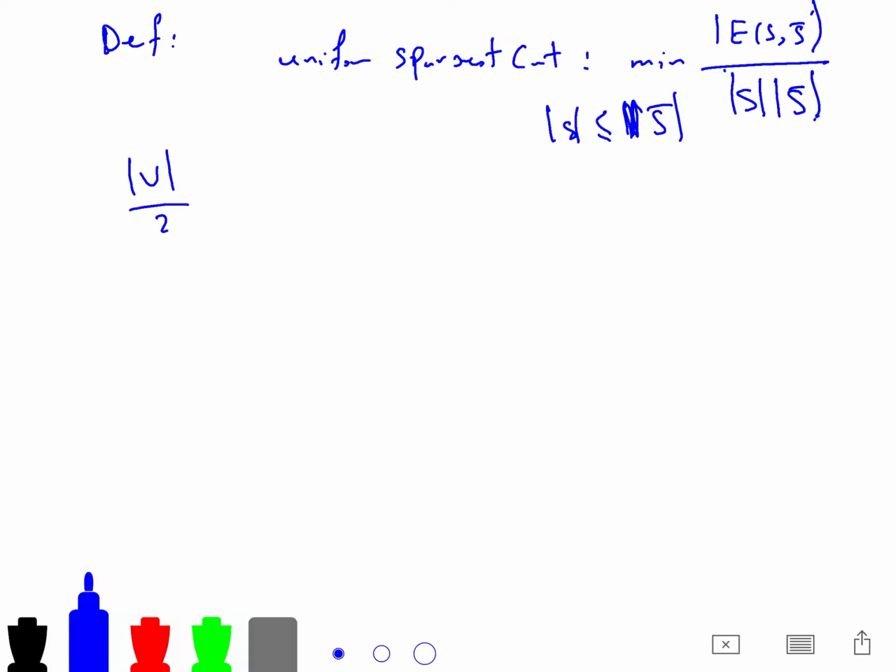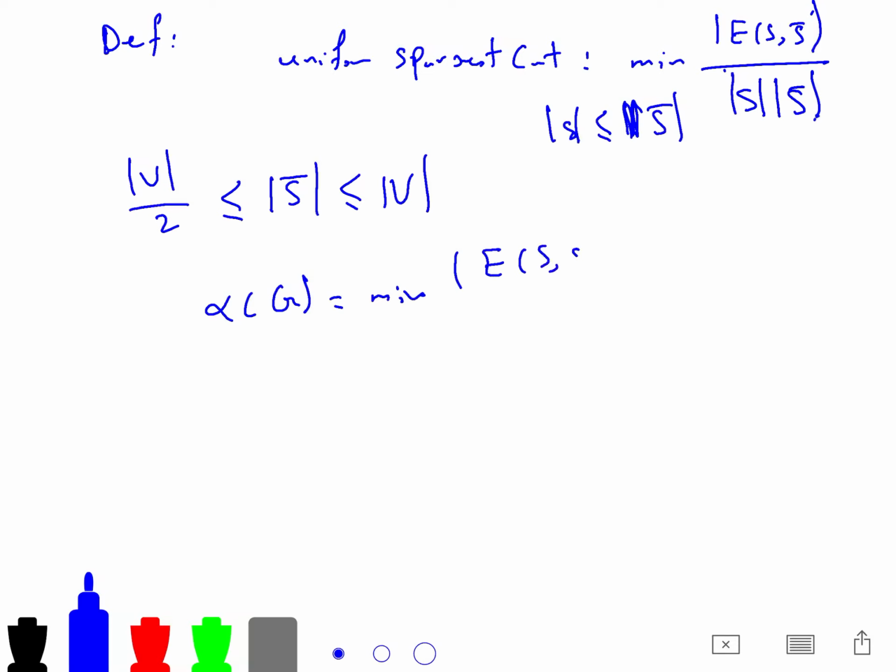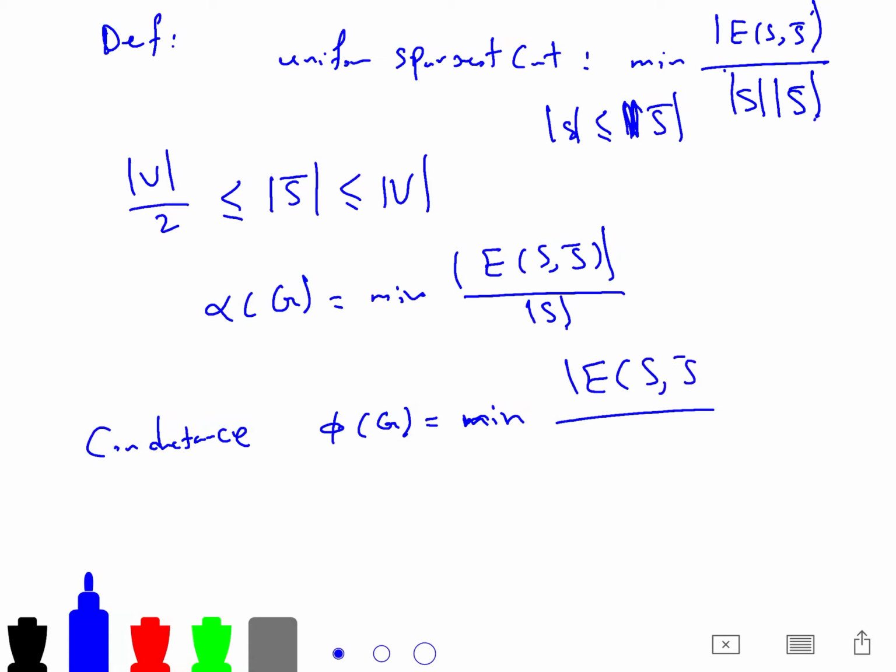And since V over 2 is less than S bar, less than V, up to factor 2, computing the sparsest cut is the same as computing the edge expansion. And what is edge expansion? Alpha of G is the minimum of the edges between S and S bar over S. And the conductance also is interesting. The definition of conductance, phi of G, all of them are almost equal. They're very similar. So this is the number of edges from S to S bar over the number of edges of S.